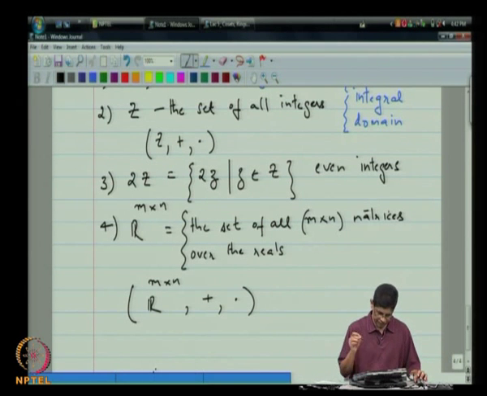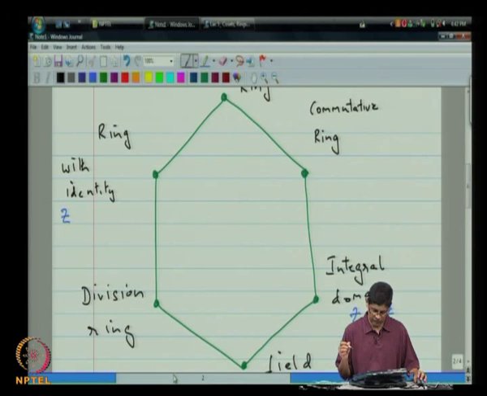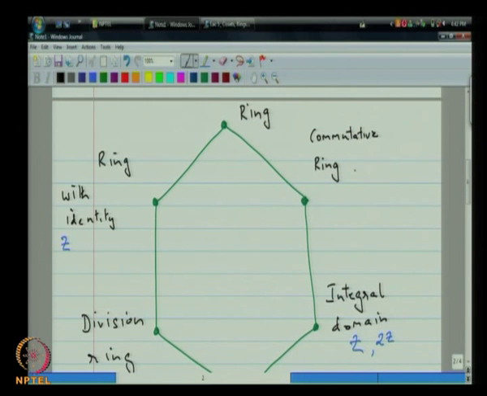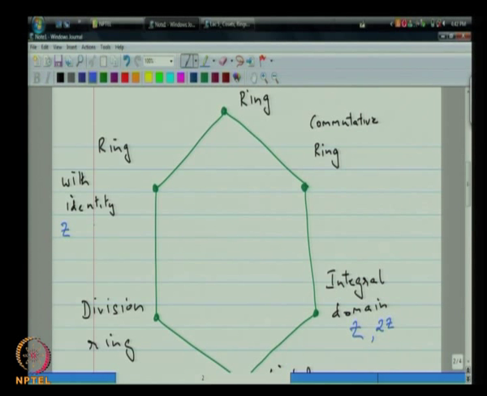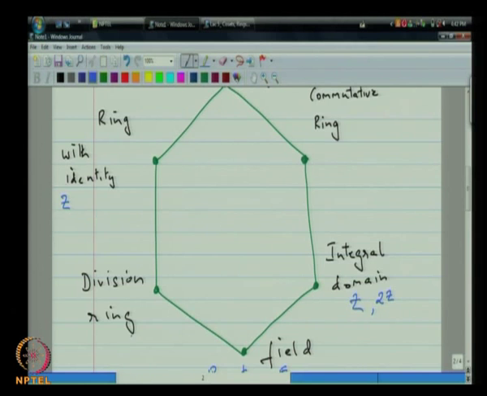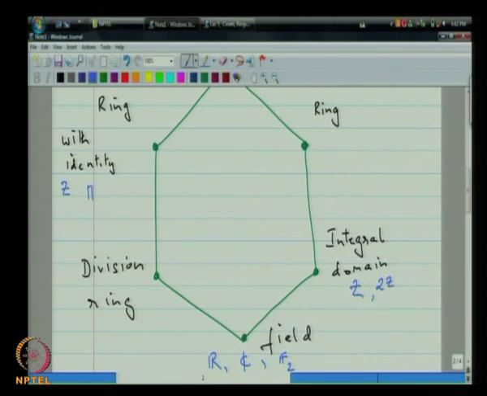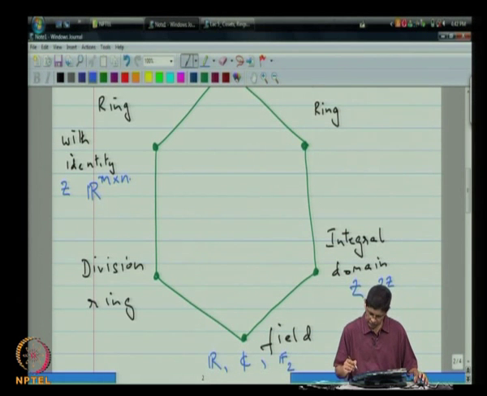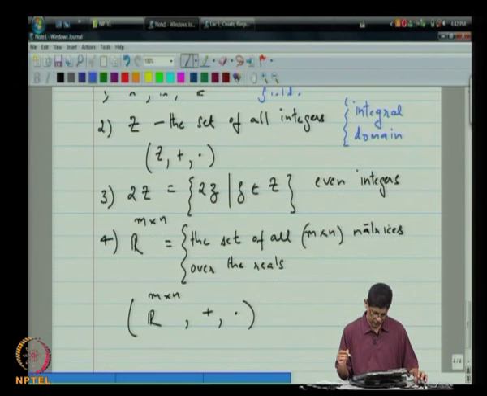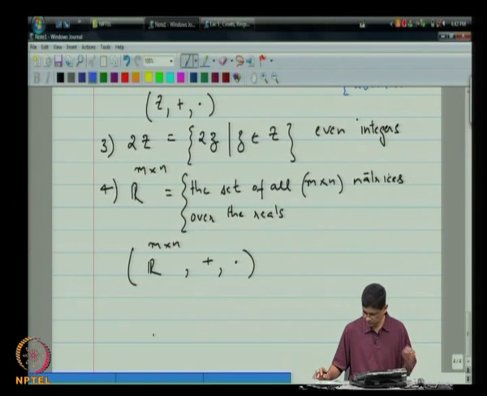So, now let us go back and check which properties are actually satisfied. Is it a commutative ring? No, because matrix multiplication is not commutative. Is it a ring with identity? Yes. So, you can actually put that down here. It is not a division ring because a matrix in general does not have an inverse. So, we will put that down here. Okay. Next example.